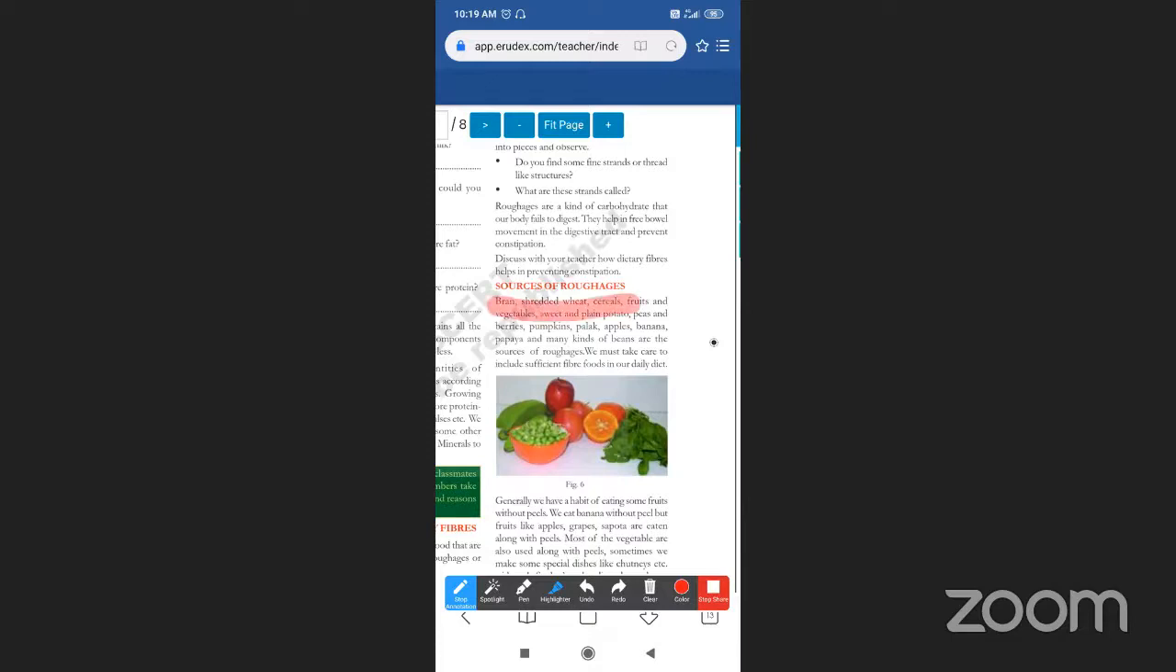Bran, shredded wheat, cereals, fruits, vegetables, sweet and plain potato, peas, berries, pumpkins, palak, apples, bananas, papaya, and many kinds of beans are the sources of roughages. We must include sufficient fiber food in our daily diet. Why? Because it helps in avoiding constipation.